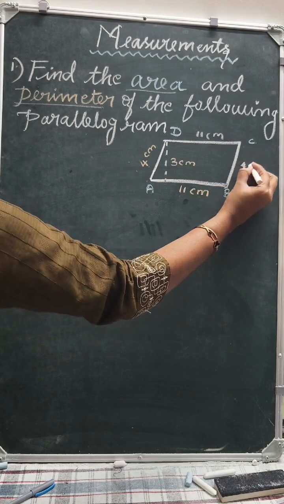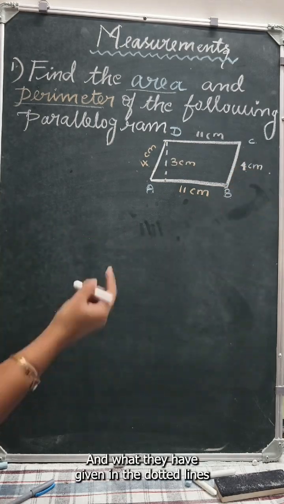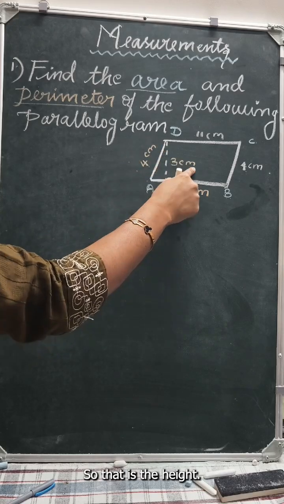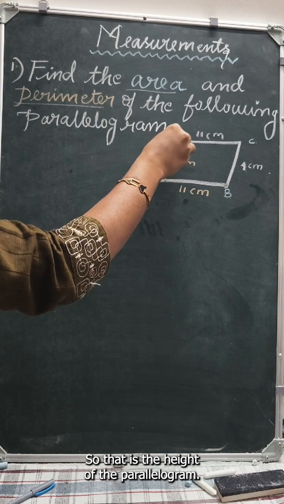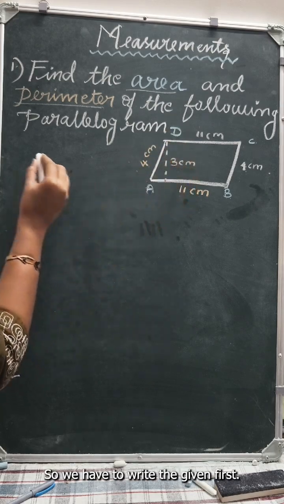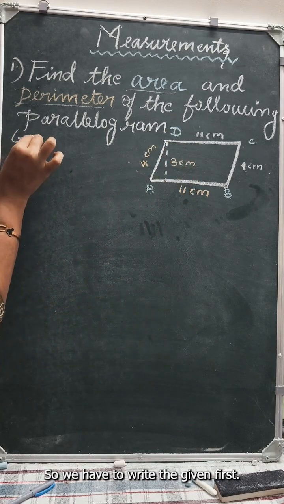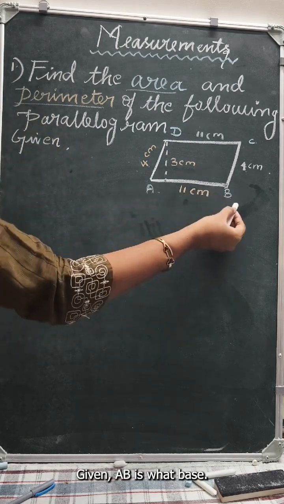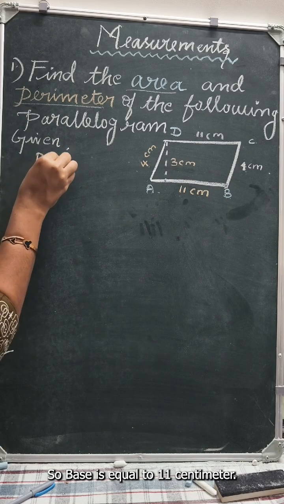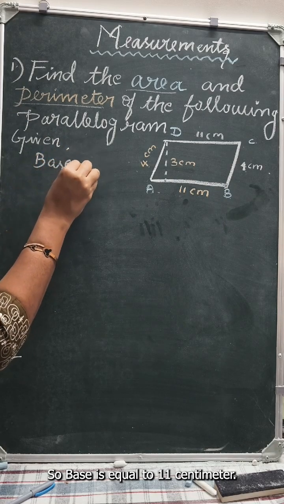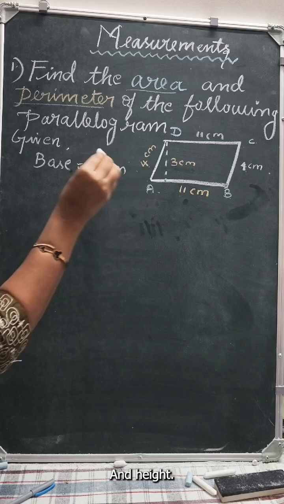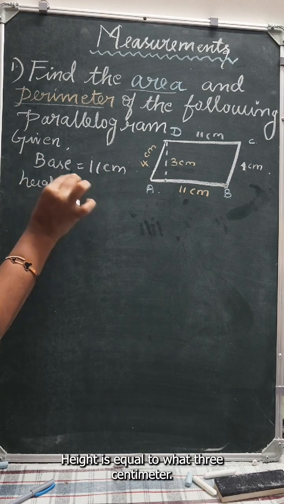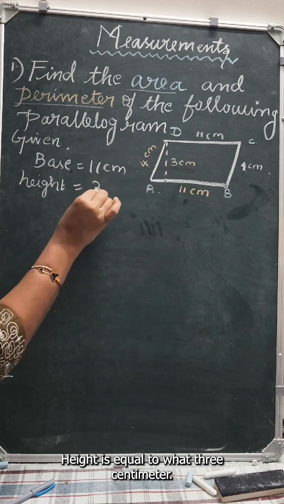4 centimeter. And what they have given in the dotted lines, they have given 3 centimeters. So that is the height of the parallelogram. So we have to write the given first. Given AB is the base. So base is equal to 11 centimeter and height is equal to 3 centimeter.